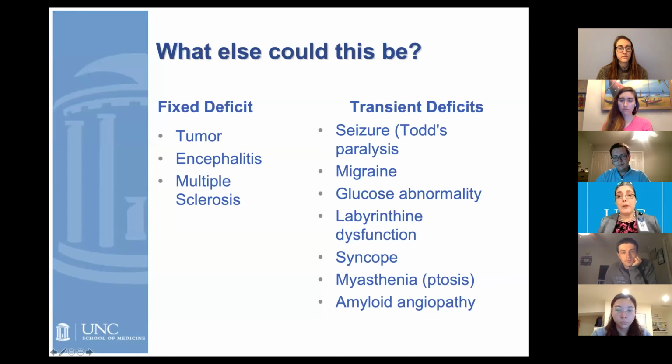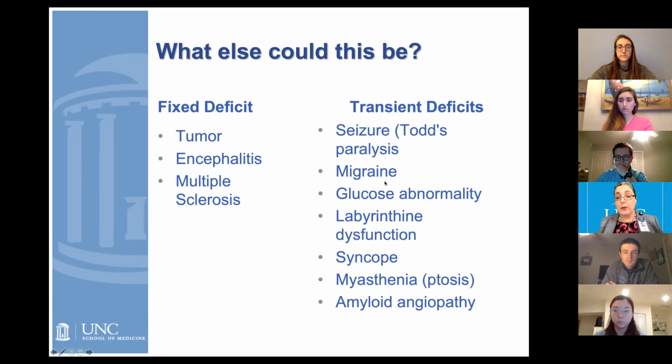Because what else could it be? So if it's not a stroke, what is it? Well, if they have permanent deficits, meaning it's a fixed deficit, it's not changing over time, certainly brain tumors can do that. Encephalitis, particularly herpes simplex encephalitis, can do that, and multiple sclerosis can sometimes present that way. If the symptoms come and go or they get all better, we always think of seizure. There's a condition called a Todd's paralysis, which essentially looks like a stroke. Somebody has a seizure, which may be unwitnessed, and after that event, they're actually weak on one side of their body. Typically, that'll get better over time.